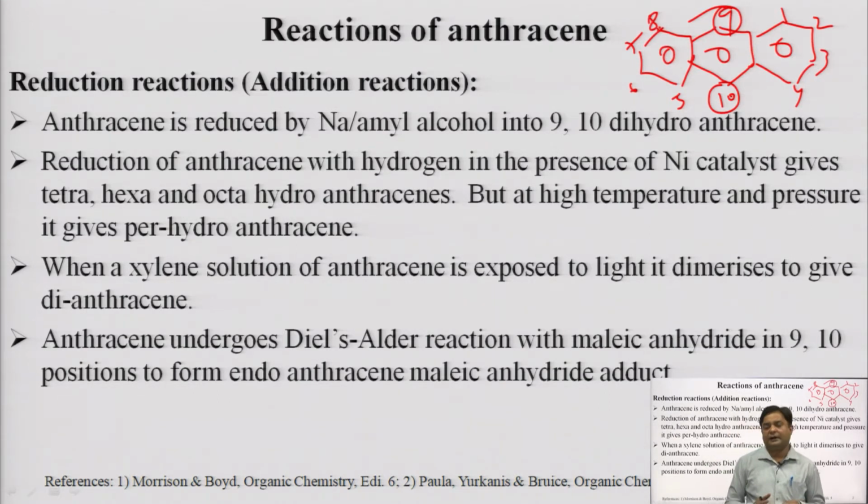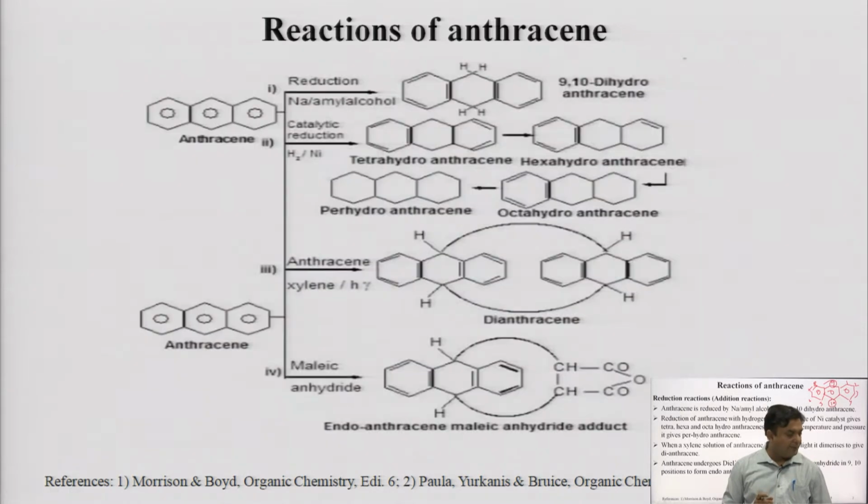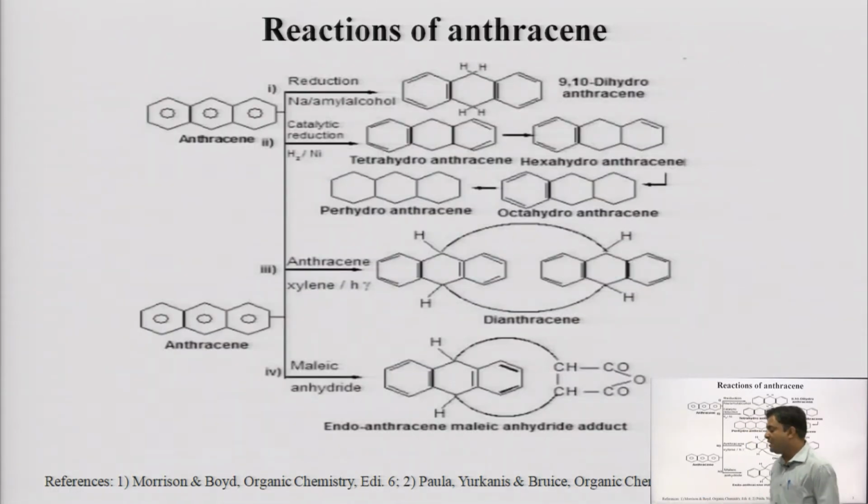We know that in a Diels-Alder reaction we need one dienophile and one diene. In the Diels-Alder reaction of anthracene, maleic anhydride is acting as a dienophile and anthracene is acting as a diene. Because of the addition of both, we get an adduct known as endo-anthracene maleic anhydride adduct. So, this is the representation of these reactions.